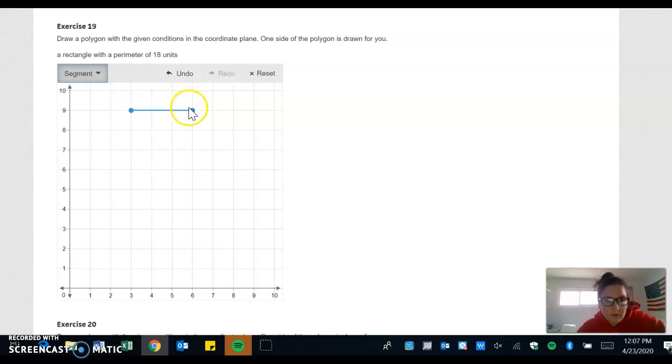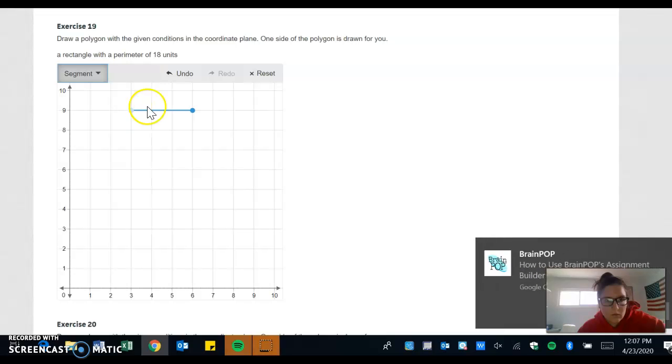So I have 3. So that means my other side would have to be 3. So let's just hypothetically say that I have my other 3 right here, so then that would be 6. So that's left with 12 units left. So I need 6 on both sides. So 1, 2, 3, 4, 5, 6. So that's 6, and then connect these, so that's 6.